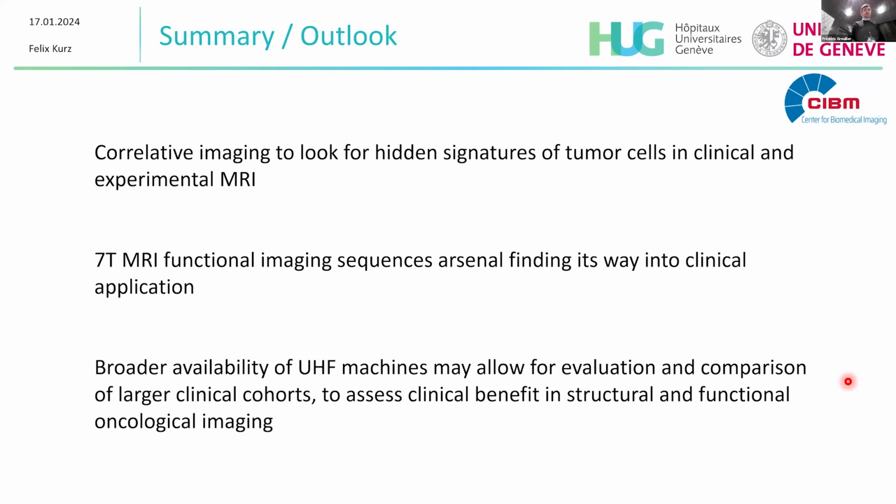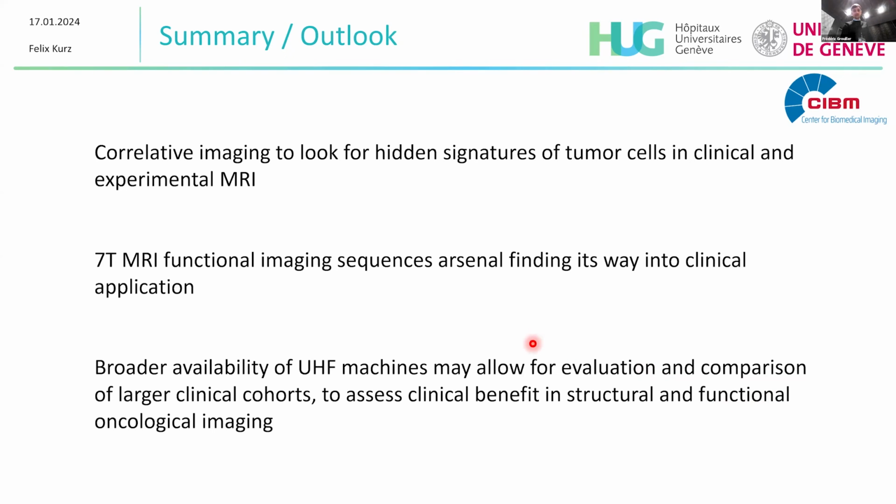Okay, just to give a quick summary or outlook: I think that correlative imaging to look for hidden microstructural signatures of tumor cells or vasculature in clinical and experimental MRI is a very interesting and promising path to go. But of course, when you do correlative imaging, you often have to go back to tissue sampling, to ex vivo, and so on. It's a very experimental setting. In an in vivo setting, it's not done yet, unless you use spectroscopic methods.